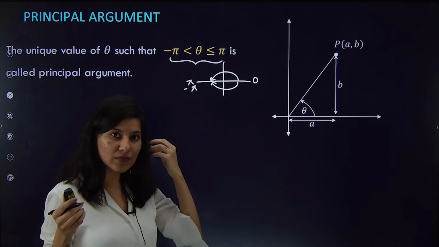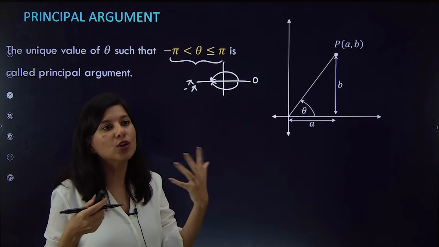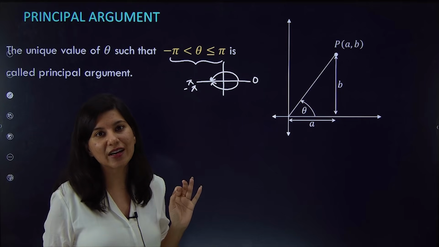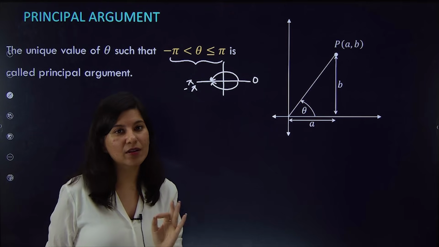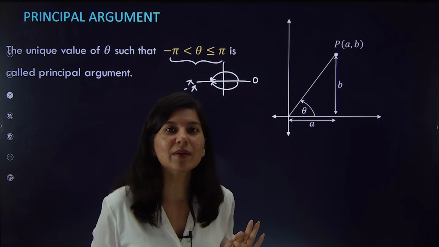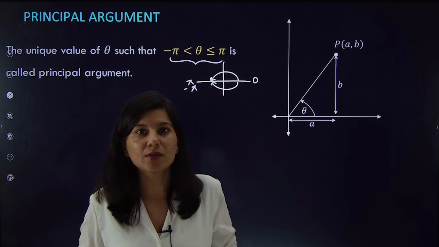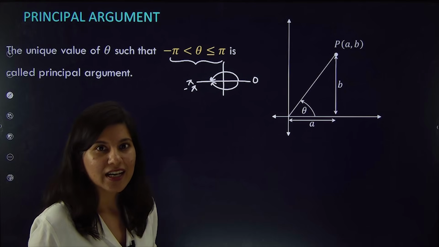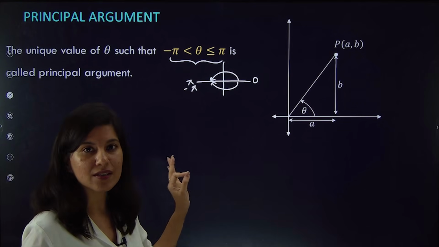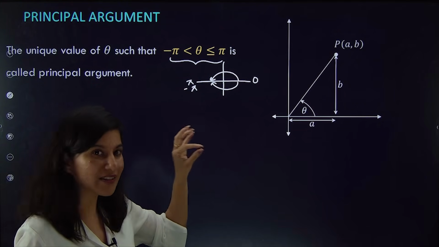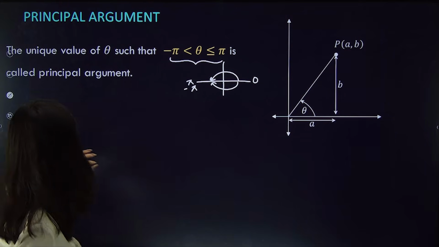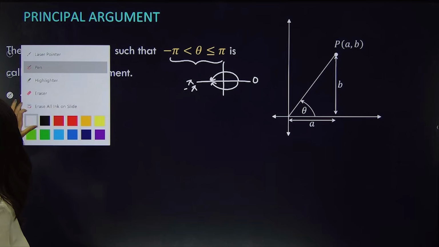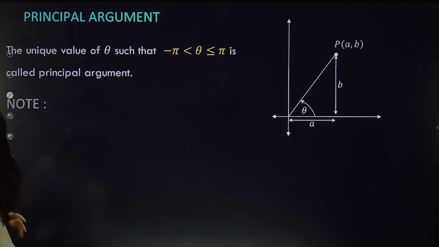There should be a unique principal argument. The whole sole purpose is that there should be a unique value. Nobody should come and say, okay, pi is the principal argument, and if I say that, somebody else will come and say minus pi is also an argument. I'll say yes, minus pi is also getting satisfied. So that's why we have excluded minus pi and included pi. Both have the same position. So this is the range of principal argument.